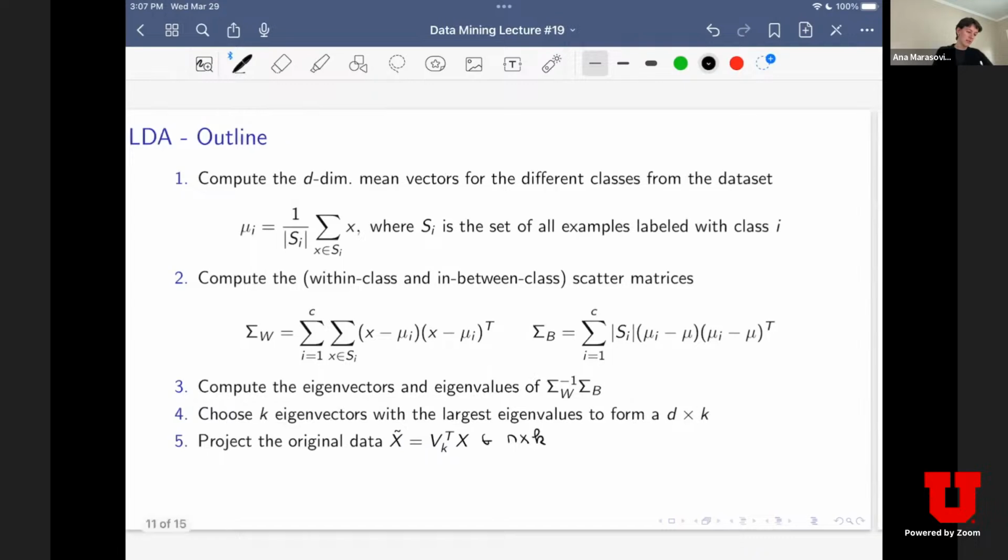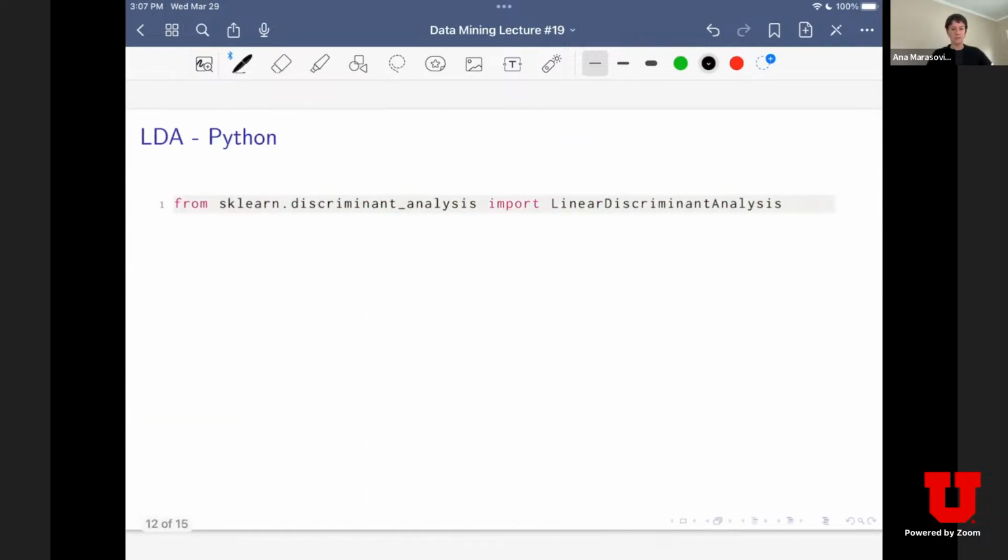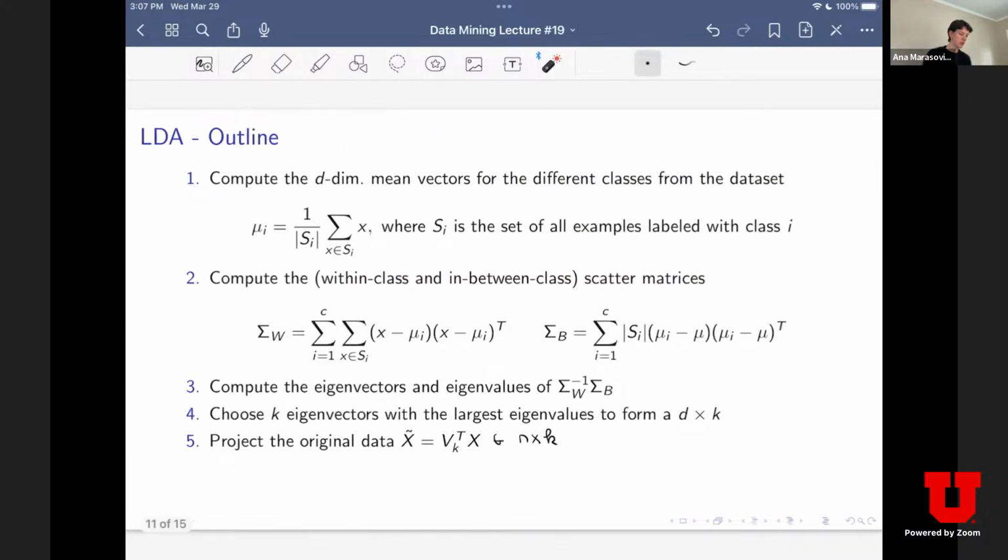And this is one of these prototypically important standard algorithms, so it is available in scikit-learn. Okay, questions about this whole procedure?